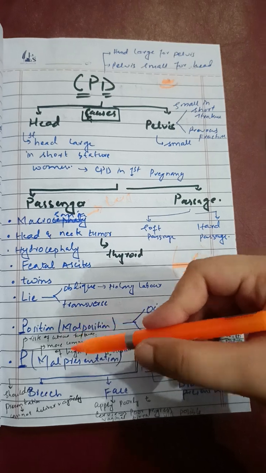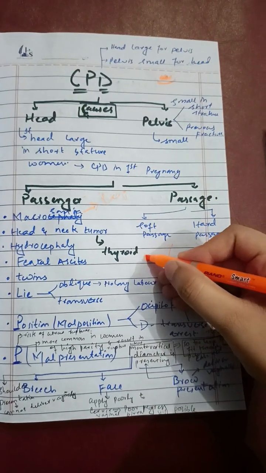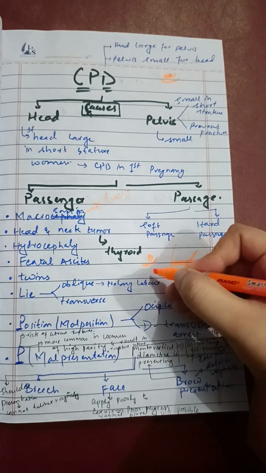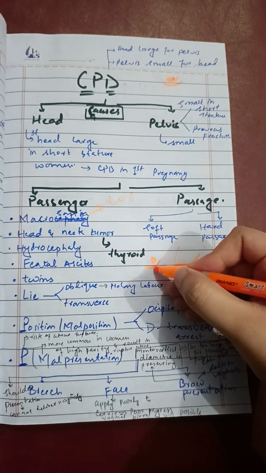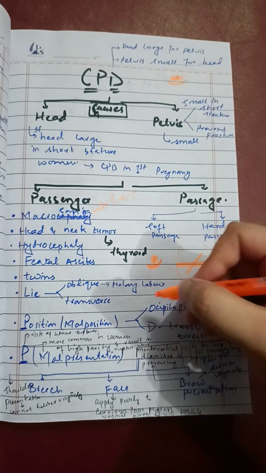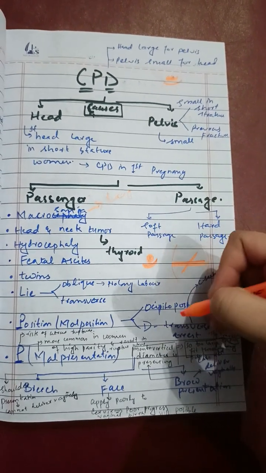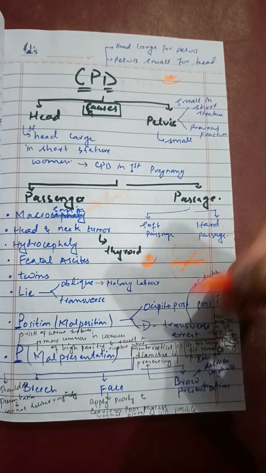What is occipito-anterior position? In the occipito-anterior position, the occiput of the fetal head touches the symphysis pubis. They are in relation with each other. The occiput lies against the symphysis pubis, while in the occipito-posterior position, the face lies against the pubis, which results in prolonged labor.